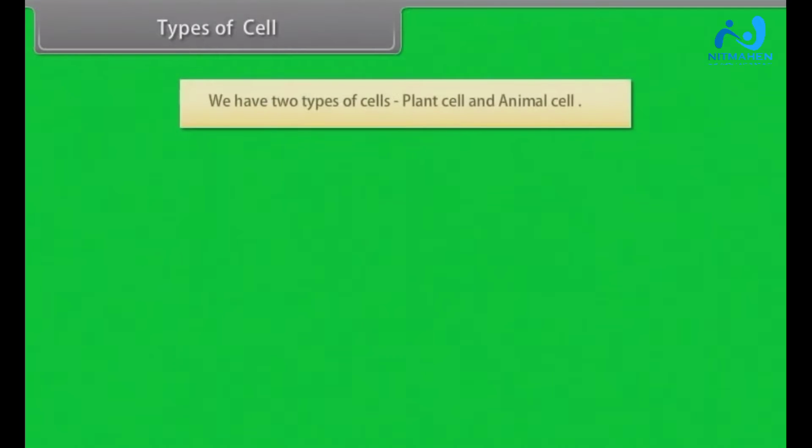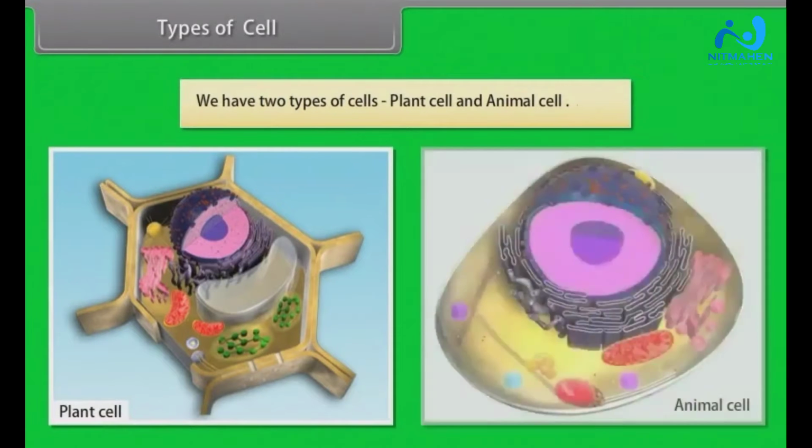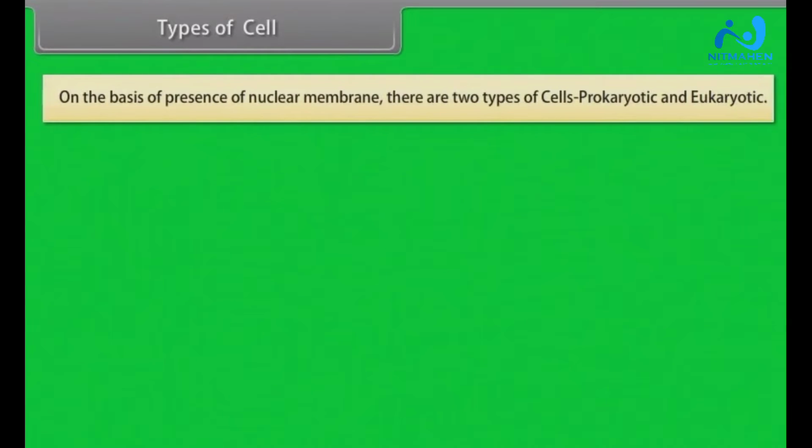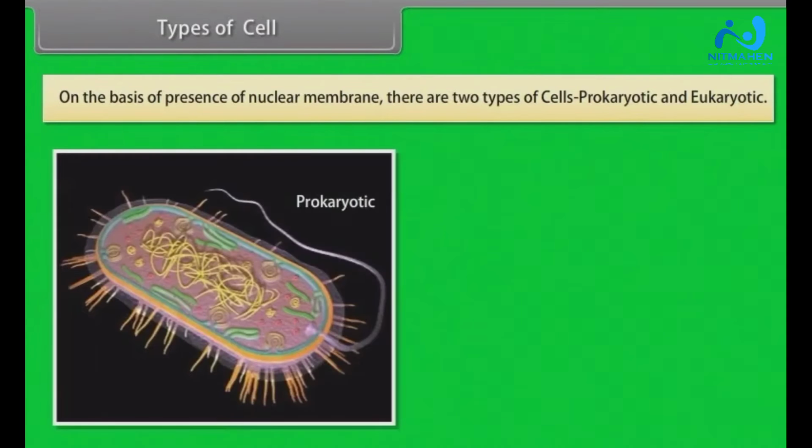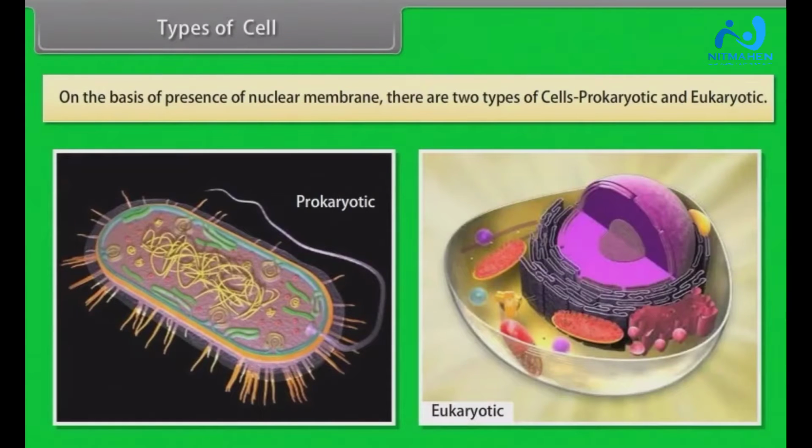Types of cell. We have two types of cells, plant cell and animal cell. On the basis of presence of nuclear membrane, there are two types of cells, prokaryotic and eukaryotic.